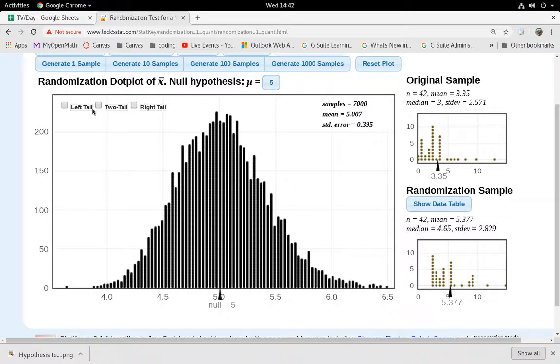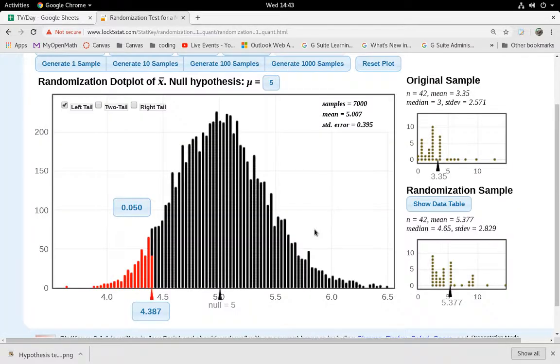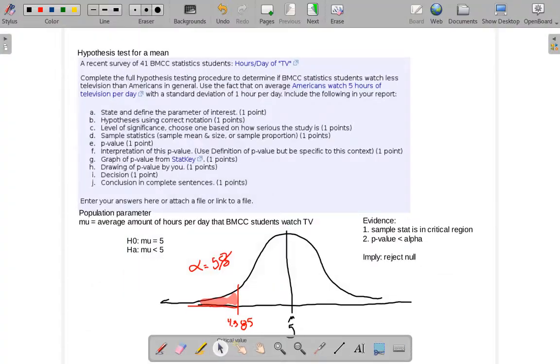Other thing I'm going to do here is identify I'm doing a left tail, and I'm going to enter my 5% as a decimal, and this tells me that the critical number is 4.387. And every time you run a simulation like this, numbers like this will be slightly different, but they should be in the ballpark of each other. So if I look earlier when I ran this, I had 4.385. This time I get 4.387. They're about in the same place here.